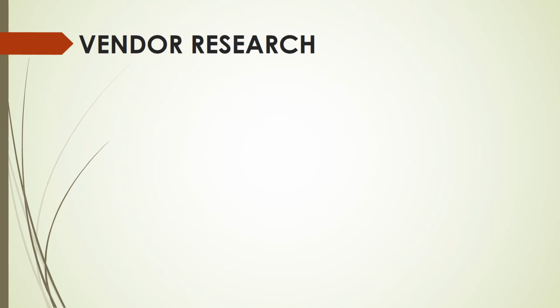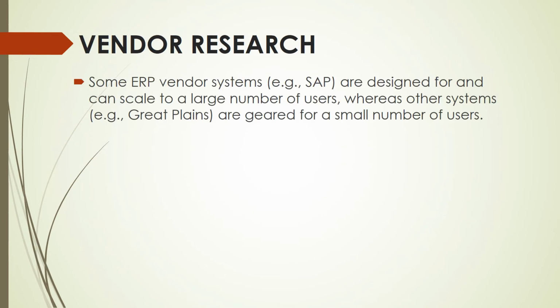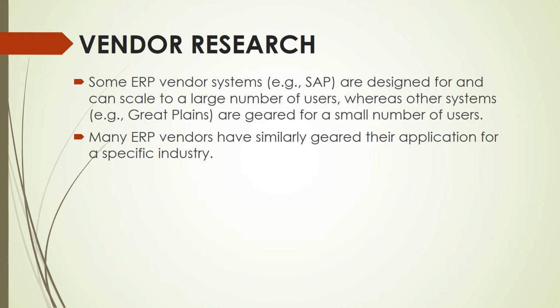Some ERP vendor systems like SAP are designed for and can scale to a large number of users, whereas other systems like Great Plains are geared for a small number of users. Many ERP vendors have similarly geared their application for a specific industry. For example, PeopleSoft has historically focused on government and educational organizations, whereas SAP has focused on the manufacturing industry. The PeopleSoft from Oracle is also known for human resource or HR applications, whereas SAP is well known for production and supply chain management applications.